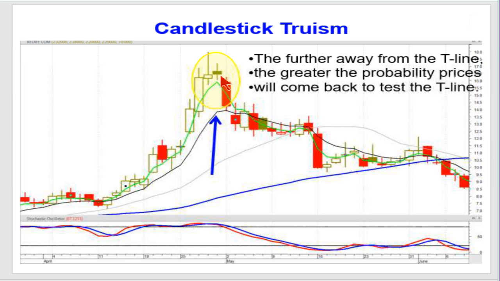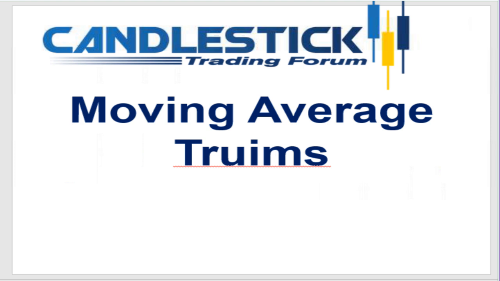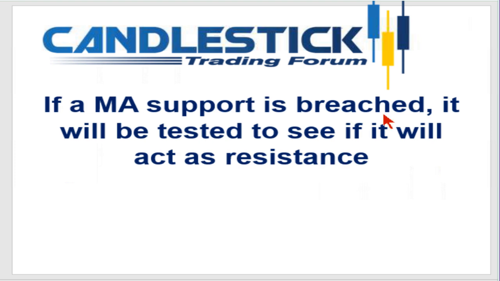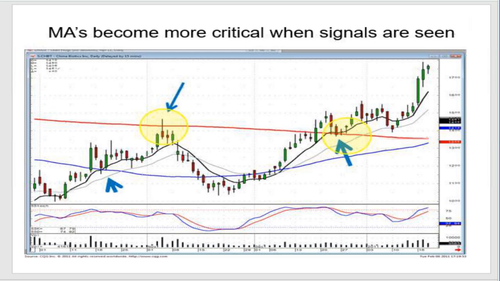Well, what is our next target? Well, we know the further away we move from the T-line, the higher the probability it's going to come back and test it. So we got a lot of people saying, well, should I close here because it's still not closing below the T-line? The answer is your first criteria is the signal itself. Everything else is a confirming indicator. So you have moving average truisms. And one of them is that if a moving average has been acting as support and it's breached, once they go through it, they'll usually come back up and test it to see if it's going to act as resistance. So this is why the moving averages become very important as targets.